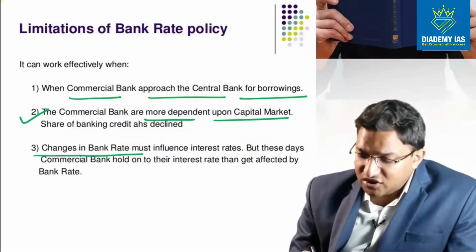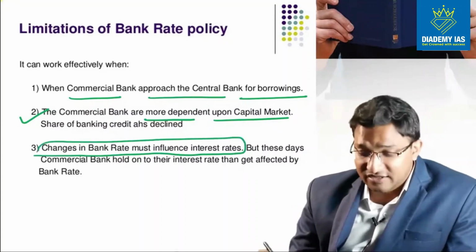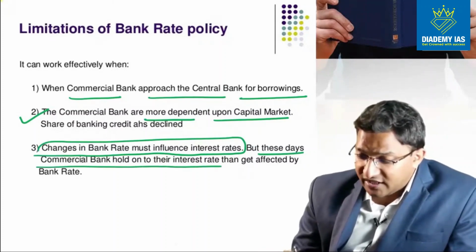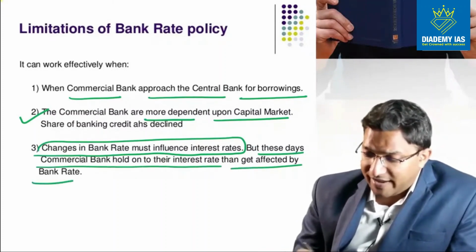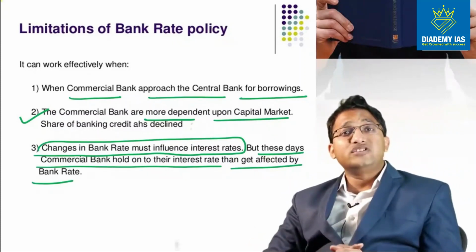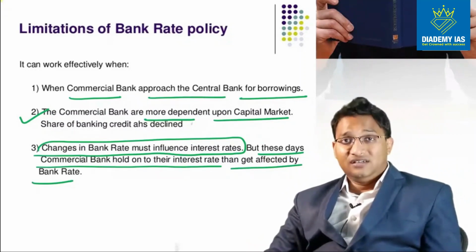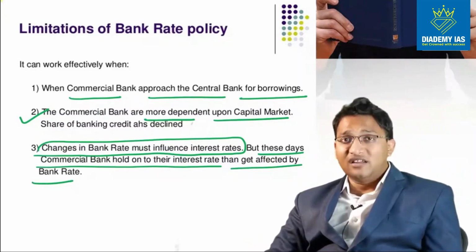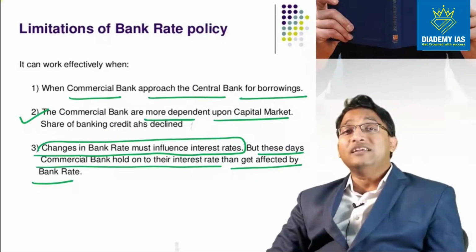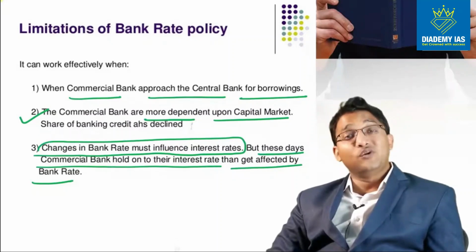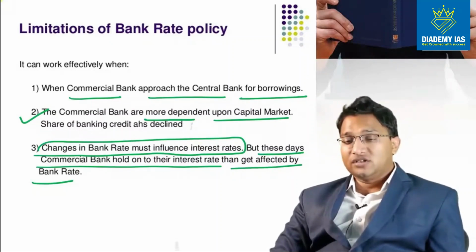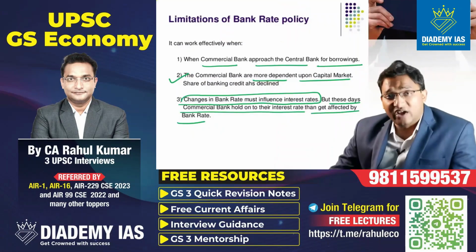Then a change in the bank rate must influence the interest rate, which does not happen necessarily, right? These days, the commercial banks are not actually changing the interest rate very easily. There are many other factors which actually affect the interest rate. So there is a concept called monetary transmission or monetary policy transmission. We will discuss that. Because of the problems in the monetary policy transmission, even the bank rate policy might get failed.